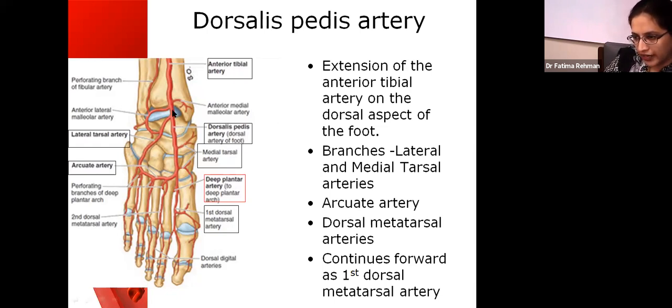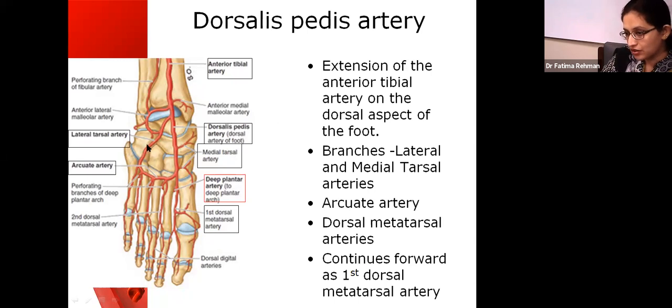If you look over here, the anterior tibial artery descends and comes to lie on the dorsum of the foot. It has now changed its name and it is called the dorsalis pedis artery or the dorsal artery of the foot. Now this dorsalis pedis artery, if you look further, is giving off two branches. One is called the lateral tarsal artery, the other one is called the medial tarsal artery. Now, the lateral tarsal artery is comparatively a big bore vessel. It is a larger branch as compared to the medial tarsal artery.